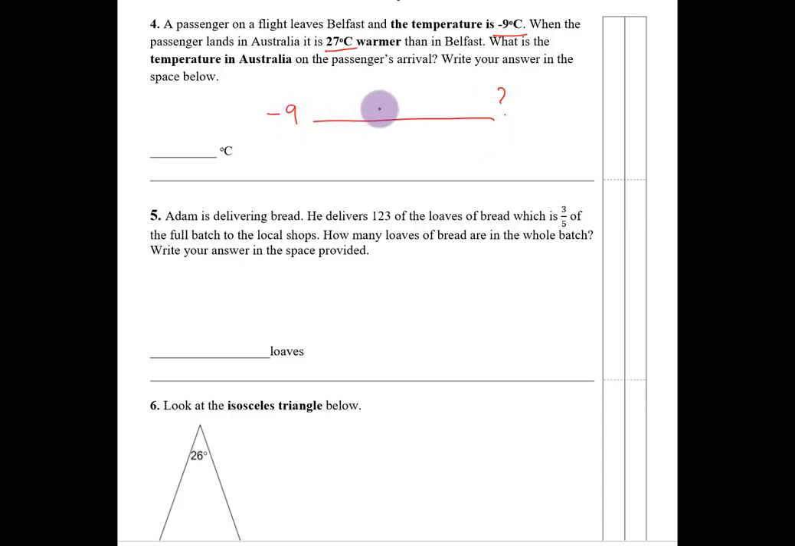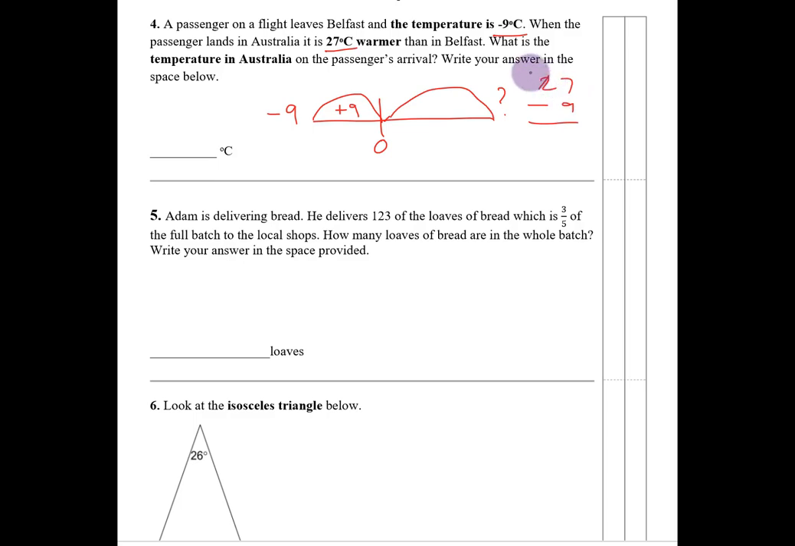So what we do is we put our -9 and then we put 0 degrees. Now what do we add on to -9 to make 0? We add 9. So how many more do we still need to add on? We've added 9, so if we do 27 minus 9, that'll tell us how many more we still need to add on so that we've increased the temperature by 27.